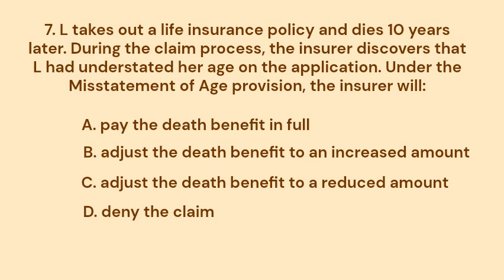7. L takes out a life insurance policy and dies 10 years later. During the claim process, the insurer discovers that L had understated her age on the application. Under the misstatement of age provision, the insurer will A. Pay the death benefit in full. B. Adjust the death benefit to an increased amount. C. Adjust the death benefit to a reduced amount. D. Deny the claim.